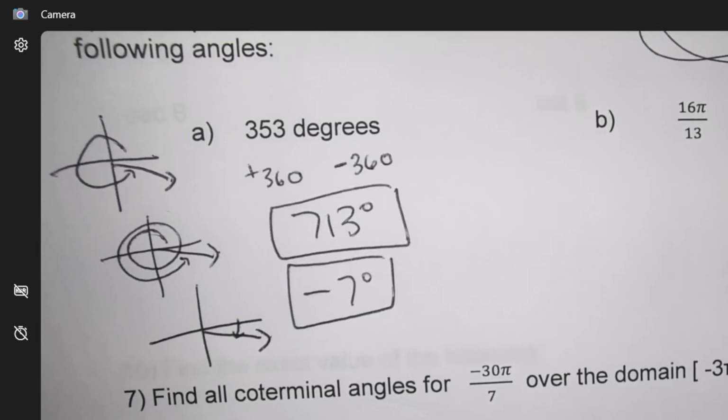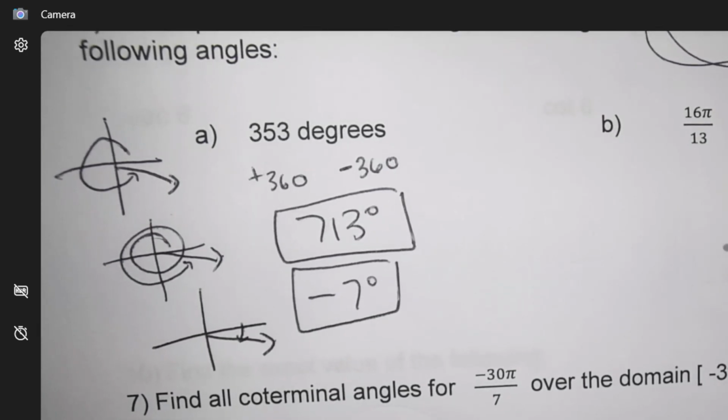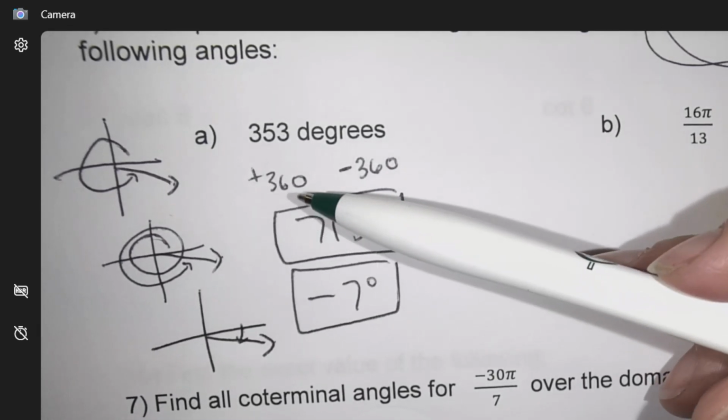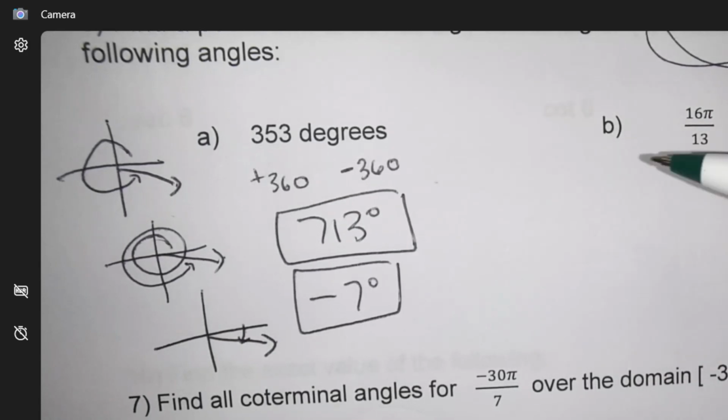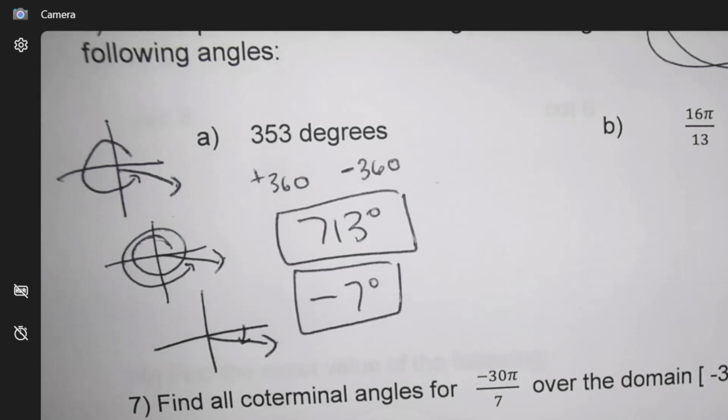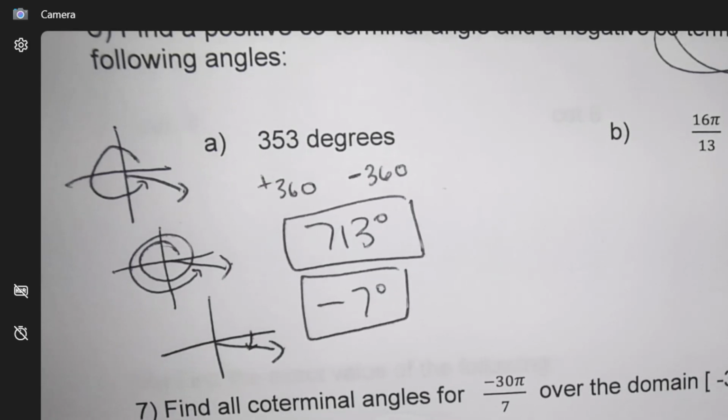Okay. Same idea, coterminal. So here we went ahead 360, we went behind 360. What do we do instead of 360? Because now we have to talk about radian language. We could do this, adding or subtracting 2 pi, right? That kind of moves us around.